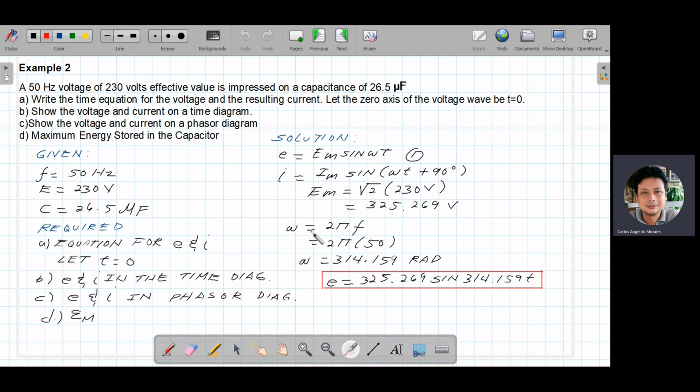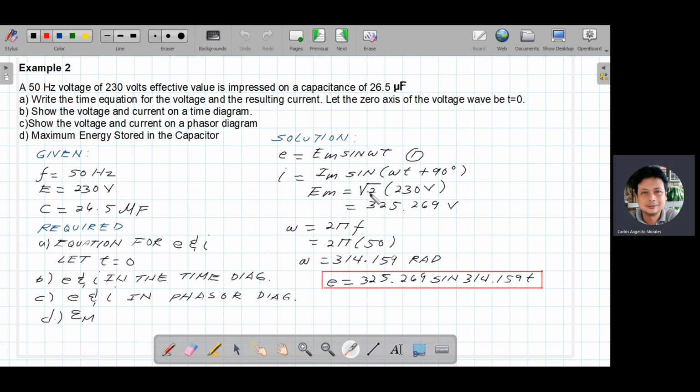So, huwag nyo kakalimutan, pag resistive, in phase, wala siyang phase angle. Pag inductive, nahuhuli yung current ng 90 degrees sa voltage. Pero pag capacitance, nauuna yung current ng 90 degrees sa voltage. In-explain ko na yun doon sa previous video natin.